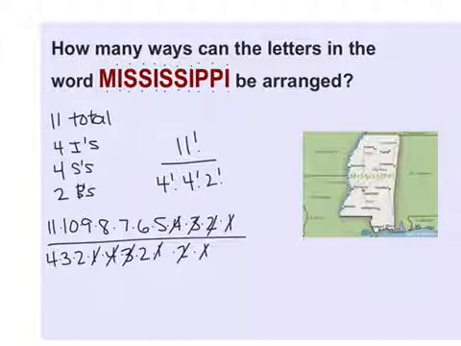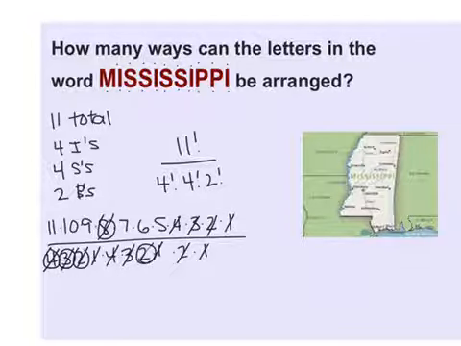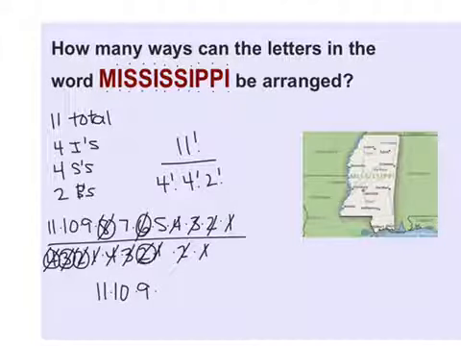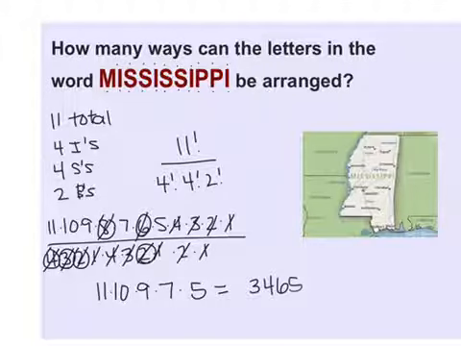Now it looks like I'm kind of all done here, but keep in mind, 4 times 2 is 8, so I can cancel those together. I still have a 3 and a 2 on the bottom, so 3 times 2 is a 6, so I'm going to cancel that. Realistically, all I have left to do is 11 times 10 times 9 times 7, because we canceled the 8, times 5. Everything else is canceled off. When I do this in my calculator, I end up with 34,650 different arrangements.